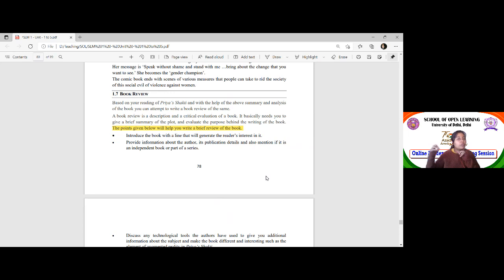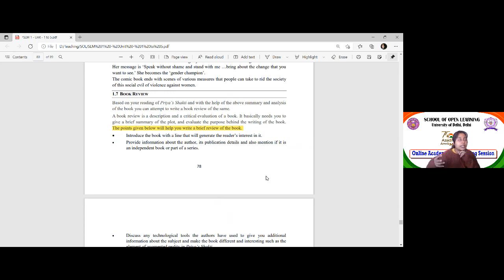So you will give information about the author, like say if Lavanya is to write a review on the book she is reading, she will mention that the author is Sadhguru, and then she is expected to write about the publication details. So when was it published, who published it, and also she will say that this is an independent book.